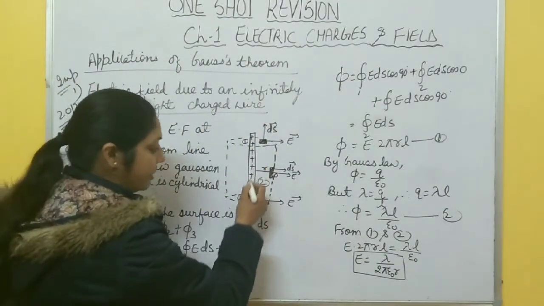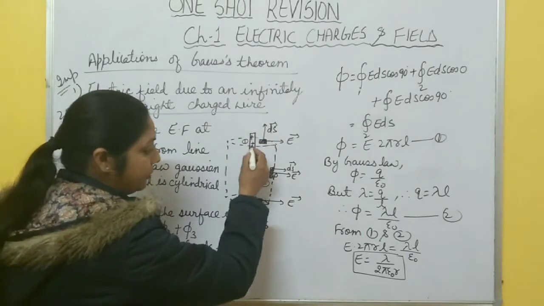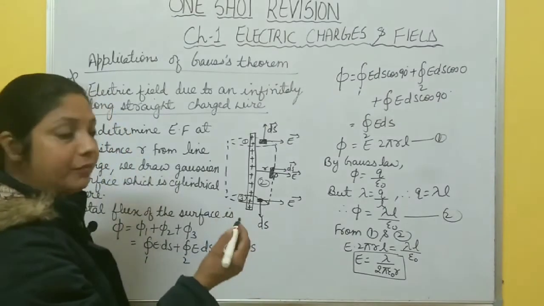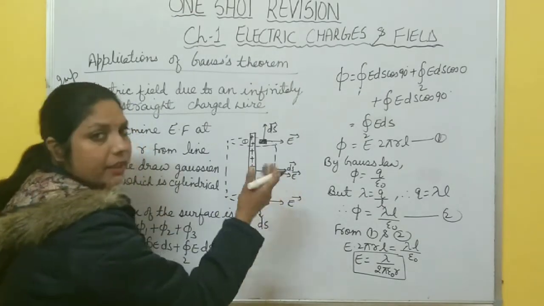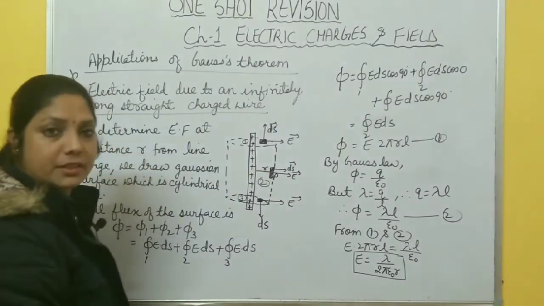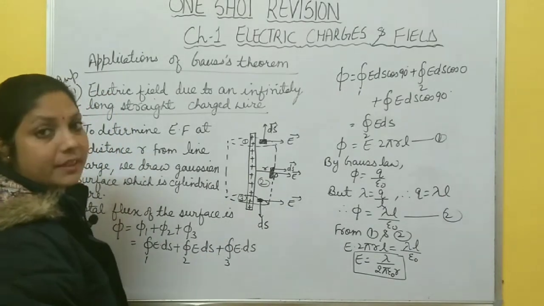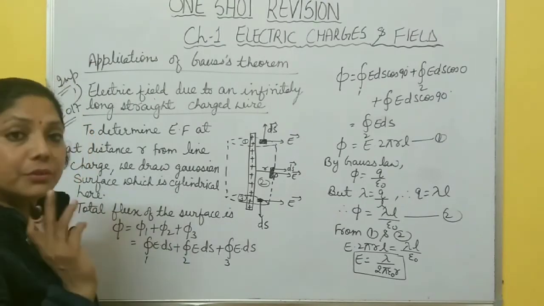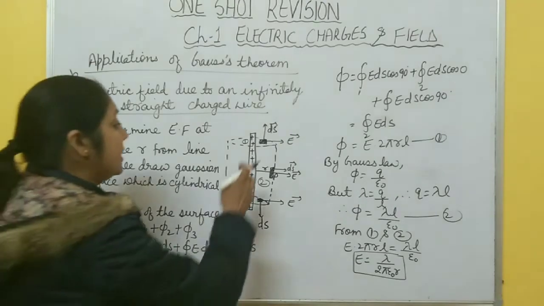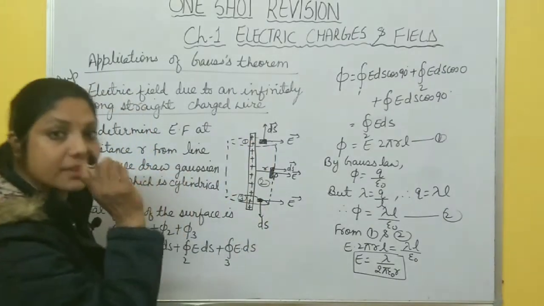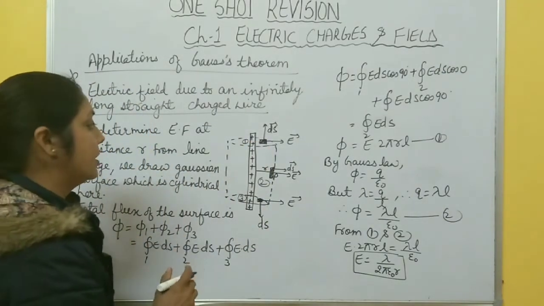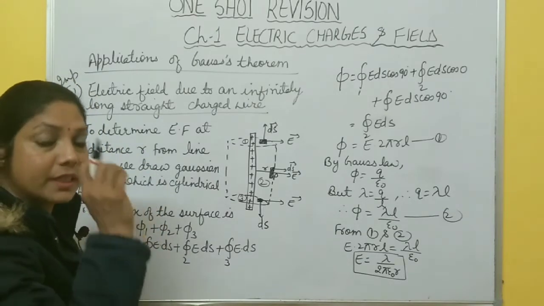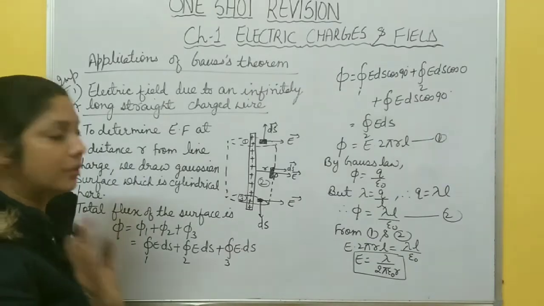There is a long straight charged wire. Charge is distributed uniformly over this wire. So we have to find the electric field at a distance, suppose r or any distance, due to this charged wire. So how do we calculate? It's very complicated. So we have to use Gauss theorem. But to use Gauss theorem, this charge must be enclosed within a surface that is called Gaussian surface. And what type of Gaussian surface? On the Gaussian surface, electric field must be symmetric or constant.